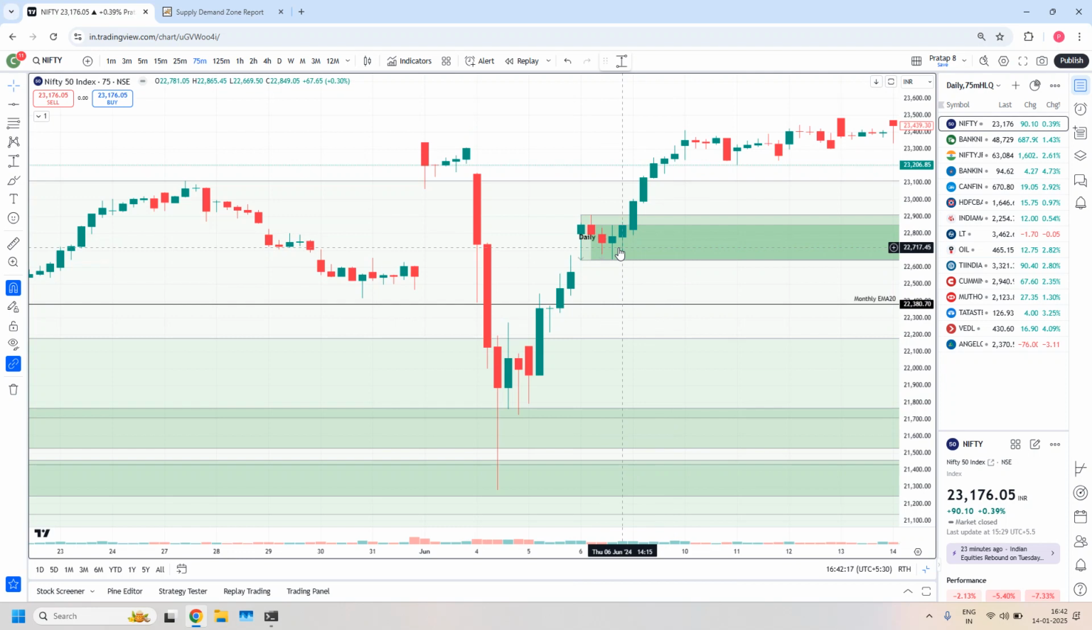Please remember when I am explaining these concepts, you also start drawing parallelly. You pause the video, draw these zones in your charts so that it will be ready. This is the best way to practice and also the best way to prepare for future trades.